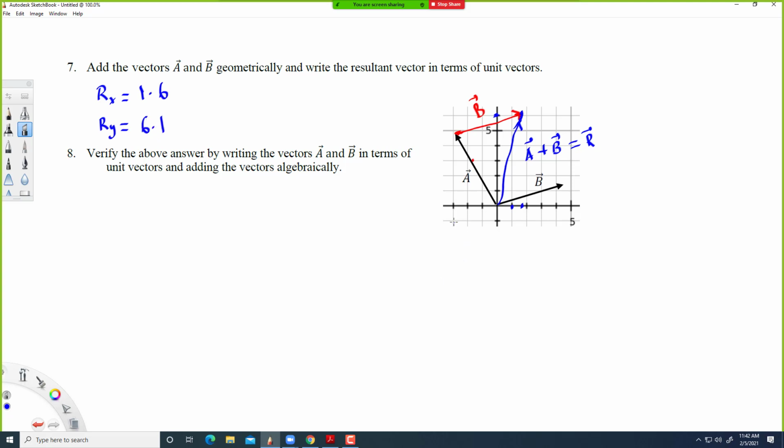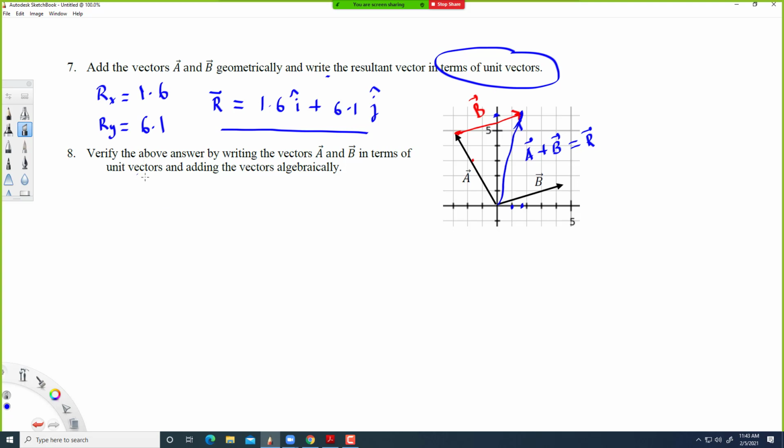It crosses the sixth vertical mark, and then we want to find the resultant. Write the resultant vector in terms of unit vectors. So resultant R in terms of unit vectors would be 1.6 i hat plus 6.1 j hat, which is in terms of unit vectors.